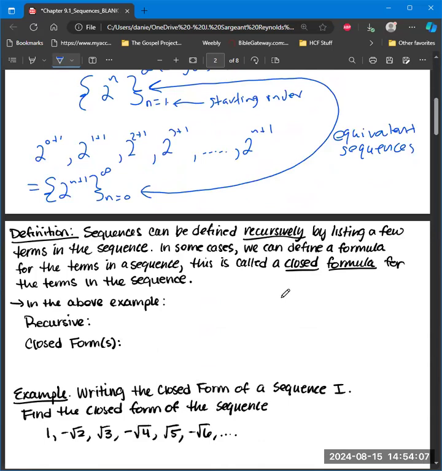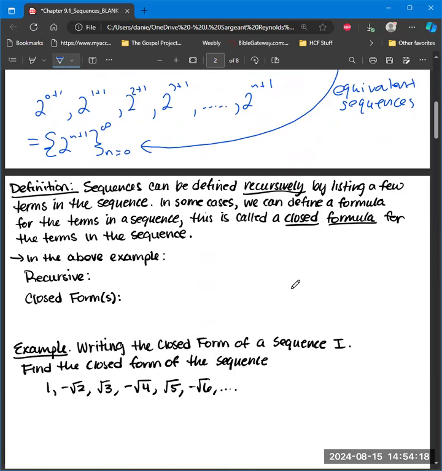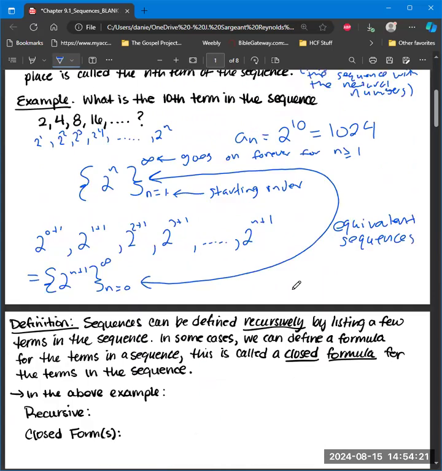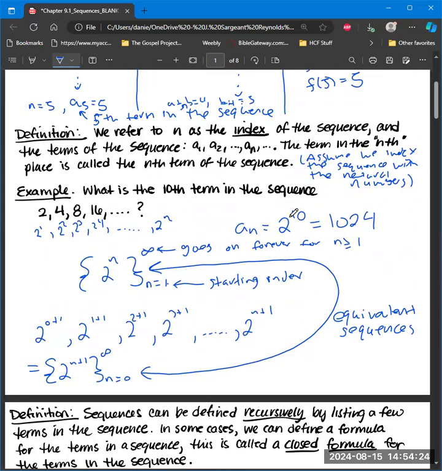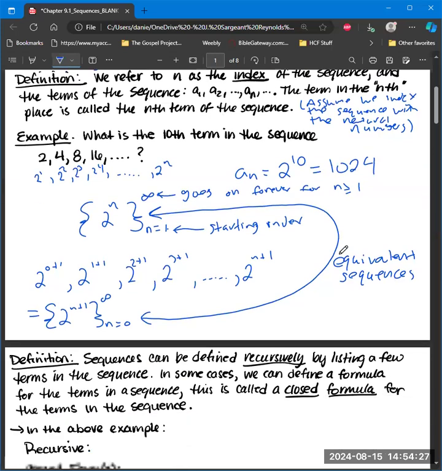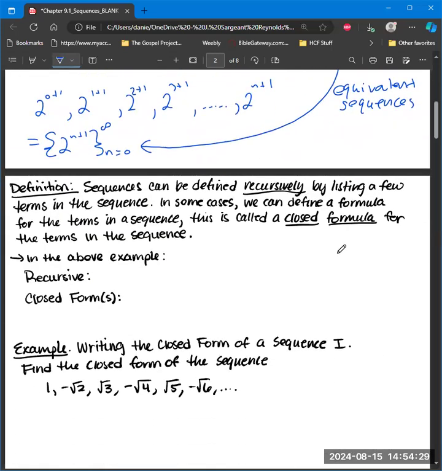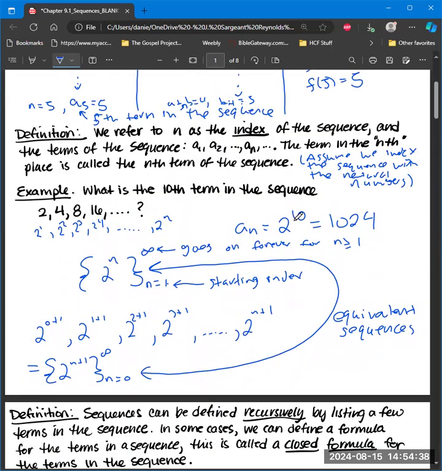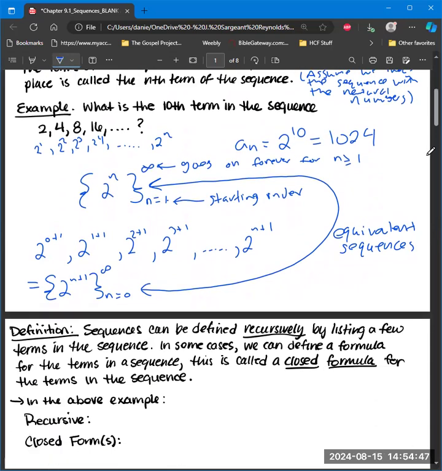Sequences can be defined recursively by listing a few terms of the sequence. In some cases, we can define a formula for the terms of the sequence, and that's called a closed formula. We can get a formula like we've had up here where we can just stick in 10 and find what the 10th term is. That's a closed form. With a recursive form, you have to go through all the previous terms to get to the term that you wanted. So if I wanted to find the 10th term, I'd have to find the first, second, third, fourth, fifth, sixth, seventh, eighth, and ninth, and follow the pattern to get to the 10th term.